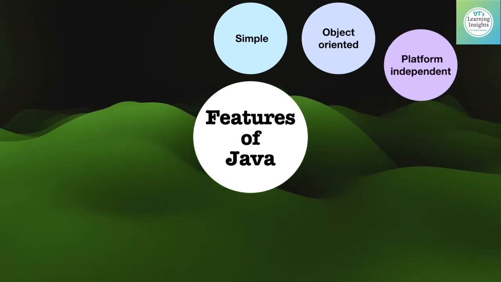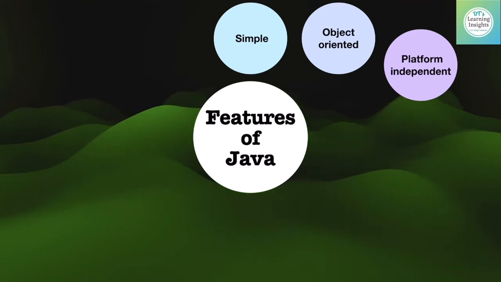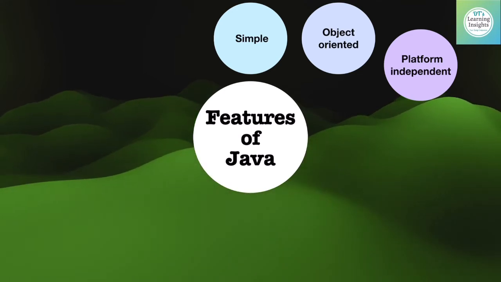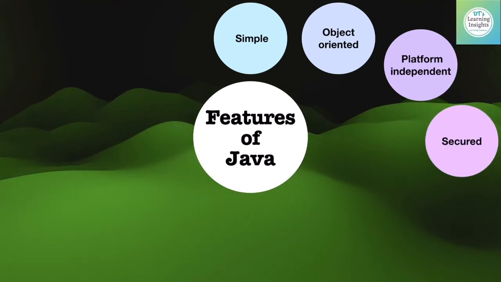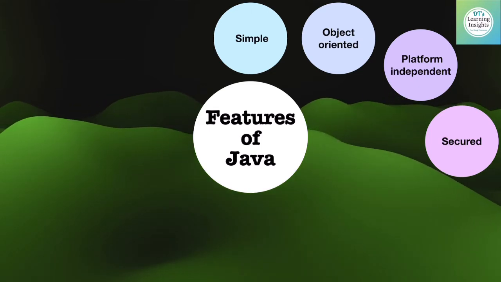Platform independent. Java is a write once and run anywhere language, which means it can be executed on multiple platforms like Windows, Linux, Sun Solaris, macOS, and etc. Secure. Java is known for its security as we can develop virus-free systems.